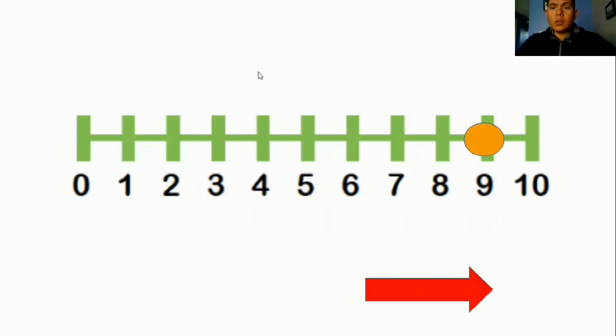Nine. Okay, put your finger and point to number nine. You have your finger there. Good. Excellent. Now, we're going to do the same thing. We're going to jump one time forward so we can find a number that comes right after nine. Are you ready? Get your pointer finger ready. Let's jump one time. Ready, go, and boom.